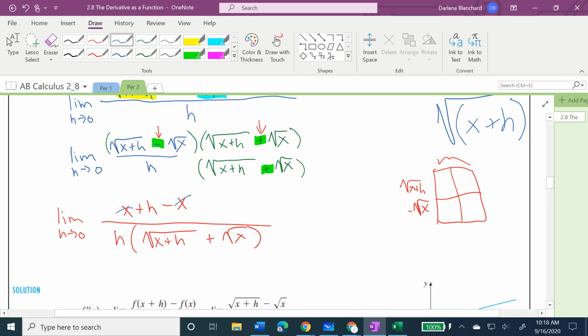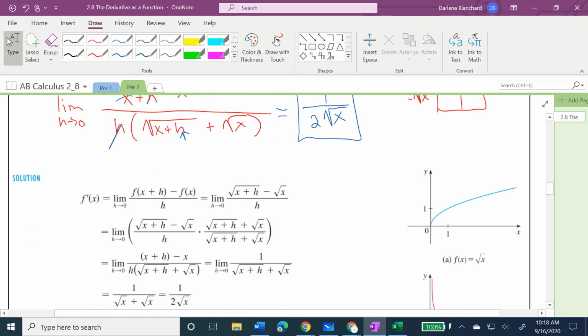Conveniently, we have x minus x. And even more conveniently, our numerator is now just h, and I can now do my 0 over 0 kill. Day, day! Numerator is left with a 1. And now I no longer have a 0 over 0 problem, and I can try direct substitution. My only h is right here. When I put in 0, I end up getting 1 over 2 times the square root of x. And that is the derivative function of root x.